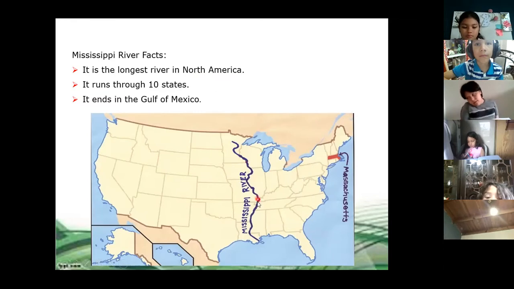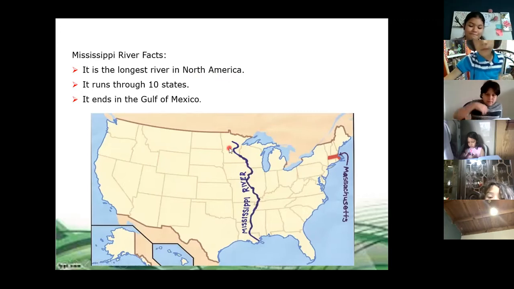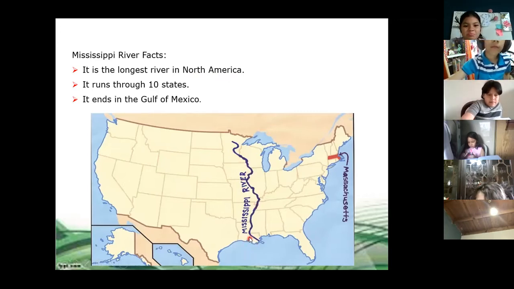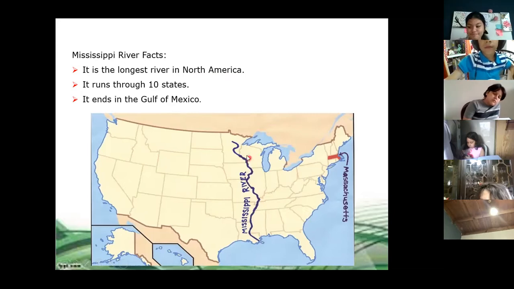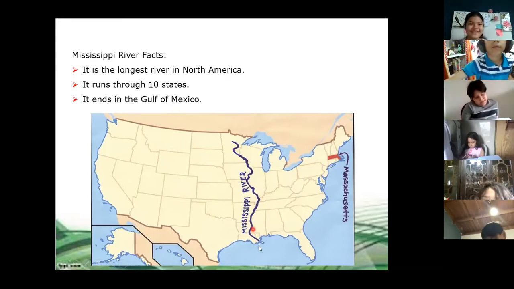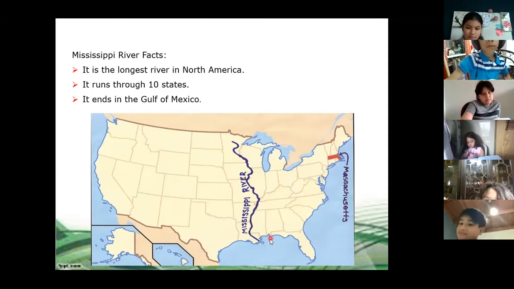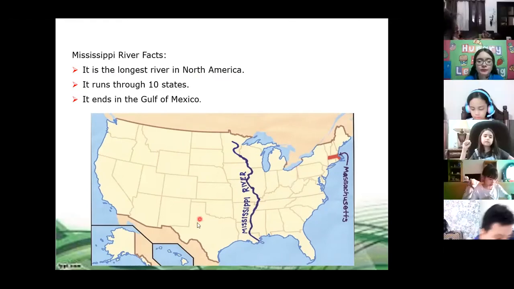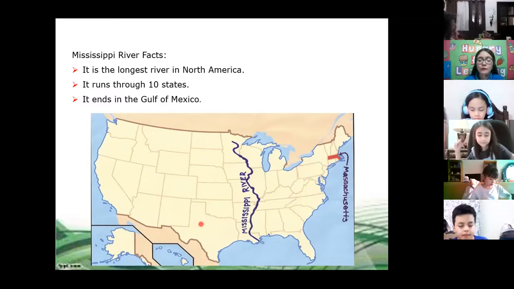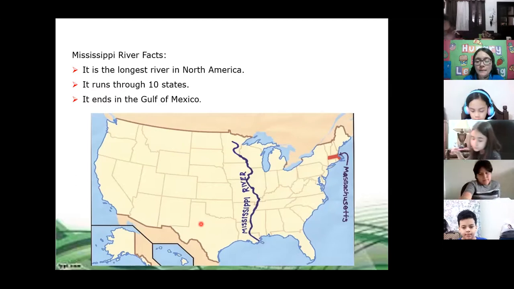As you can notice, it runs through all these states. We count them, we can find that there are 10 states that the Mississippi River goes through. It ends in the Gulf of Mexico. This is the end here, the Gulf of Mexico. That's the end for the river here, the Gulf of Mexico, and it continues its path. Remember that this is summary number 5, the Midwest region. Now, let's continue here. Don't forget these facts. It's the longest river in North America. It runs through 10 states and it ends in the Gulf of Mexico.